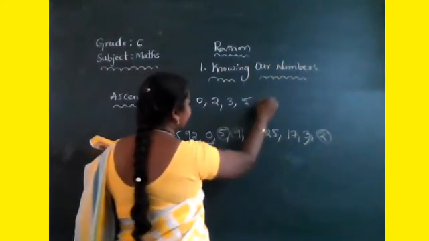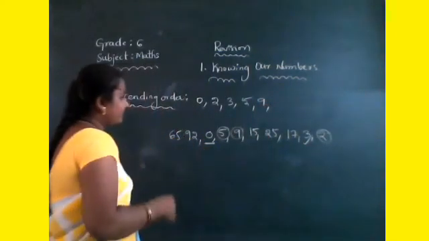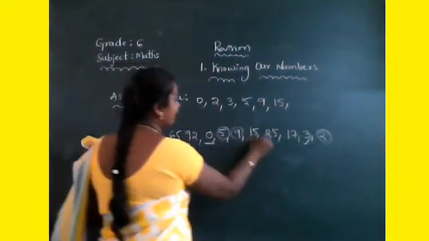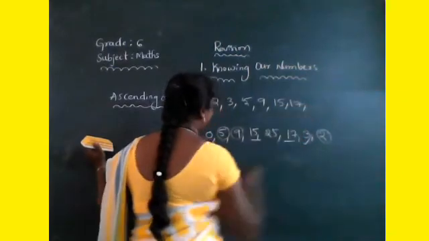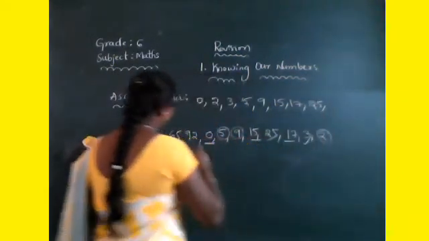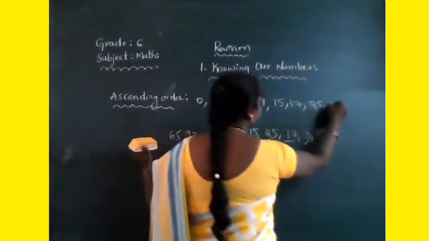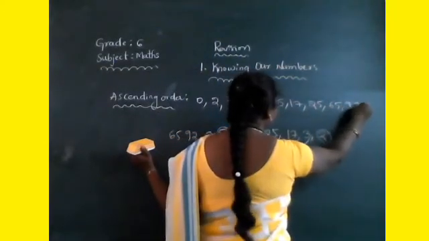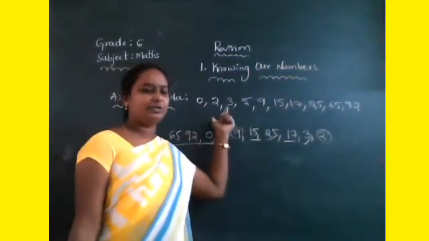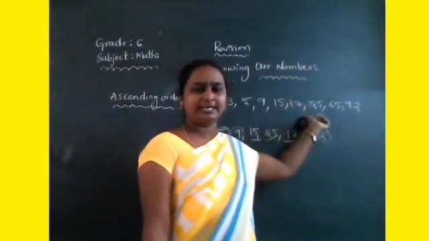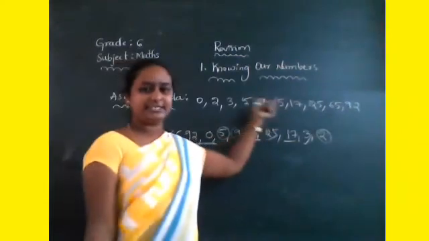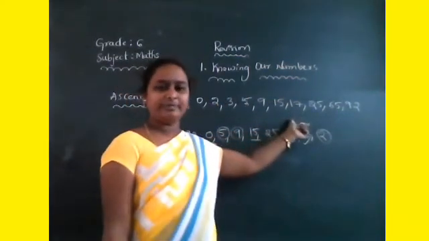After 5 comes 9 is the next value. 9, 15. After 15, 17. Next 25. After that 65 and 92. Okay. Using these numbers, we have arranged from smaller to bigger. Ascending order means value is going to increase. That means smaller to bigger.